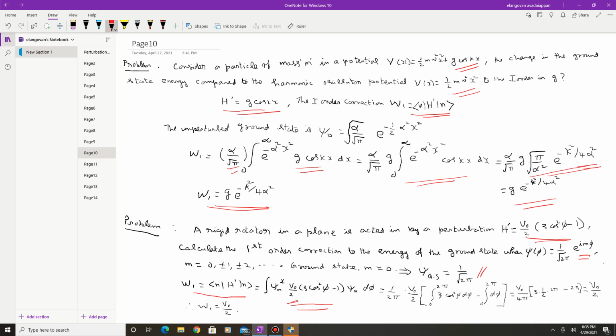So the remaining value is equal to 3 ∫ cos² φ dφ. That integral can be split into two parts, and the first one is the constant 3. If you evaluate this integral of cos² φ dφ from the limit 0 to 2π, this value is calculated here, and here if you evaluate this integral, this is 2π, and you simplify, you will get V0. So this is the first order correction to the energy.